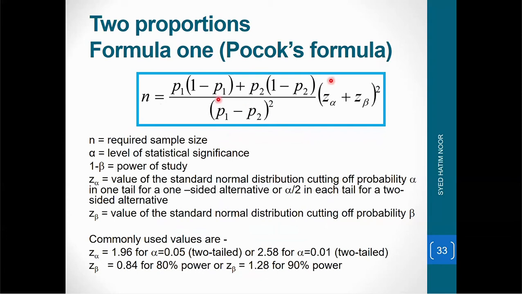It is quite long, but basically P1 is the proportion in the interest group, plus P2 from the control, and then minus, and then you add the same thing, Z alpha plus Z beta, and then square it. So P1 means the proportion in the interest group, P2 is the proportion in the control group. Then you just put in the required information, and you calculate the sample size. This is the first formula.